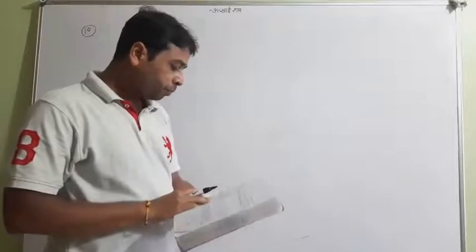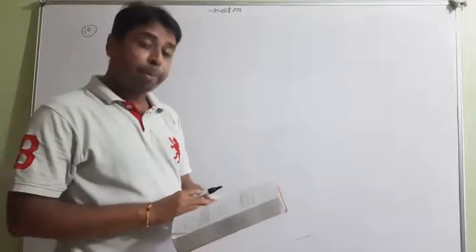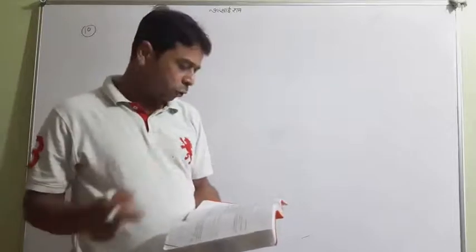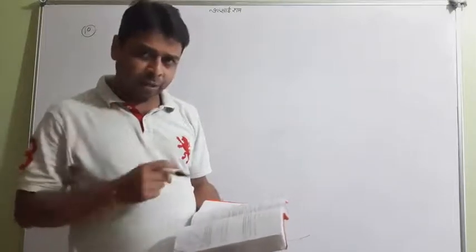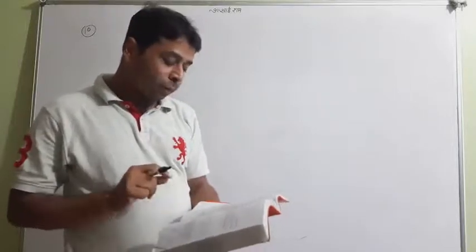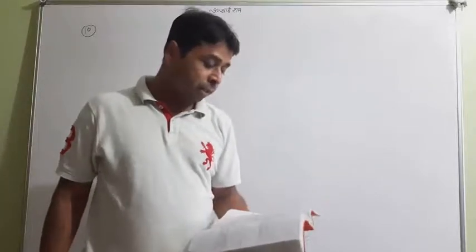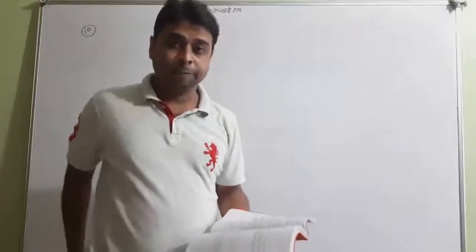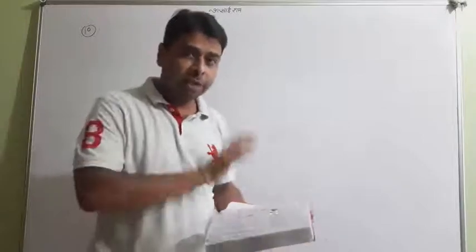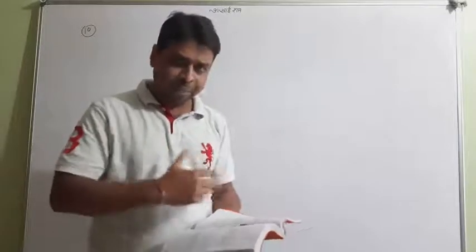Question number 10. An express train takes 1 hour less than the passenger train to travel 132 kilometer between Mysore and Bangalore. Whatever is written in brackets, I am not reading all this. If the average speed of the express train is 11 km per hour more than the passenger train, find the average speed of two trains. In the last question, there was one train and two different speeds. Here, two different trains are given, and their speeds are also related.